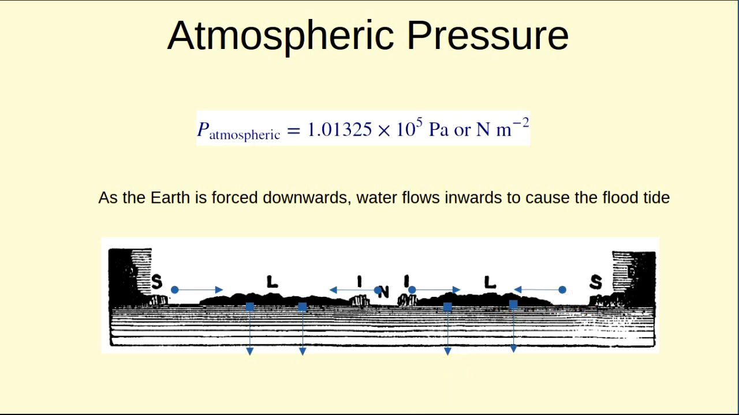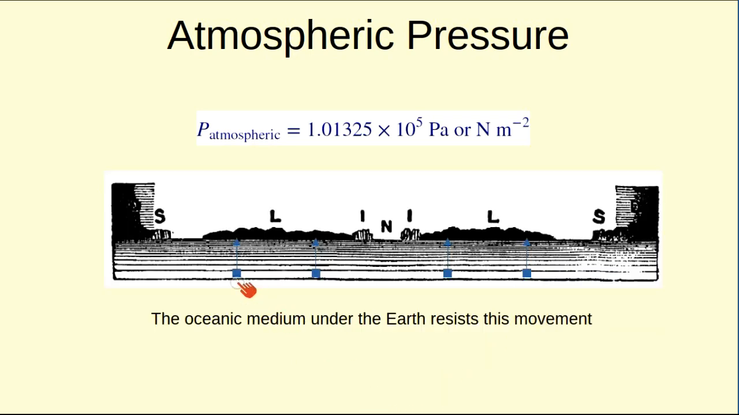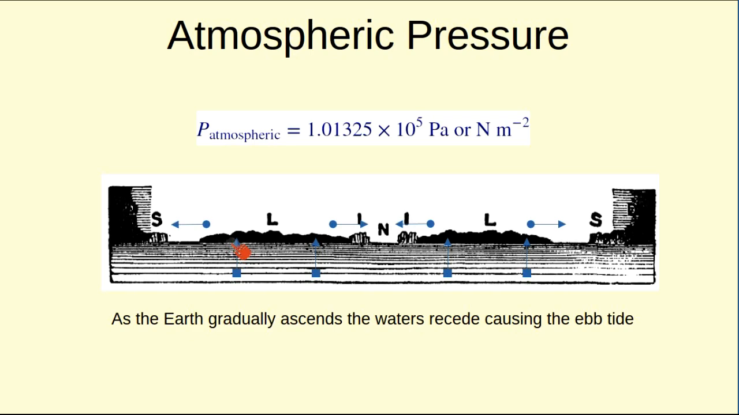to cause a flood tide. And then, as that's happening, the oceanic medium underneath the Earth resists. It starts to push back on the Earth coming down. And as it's pushing back, the waters gradually recede, and that causes the ebb tide. The water moves there and that way and that way. It's quite a simple model.